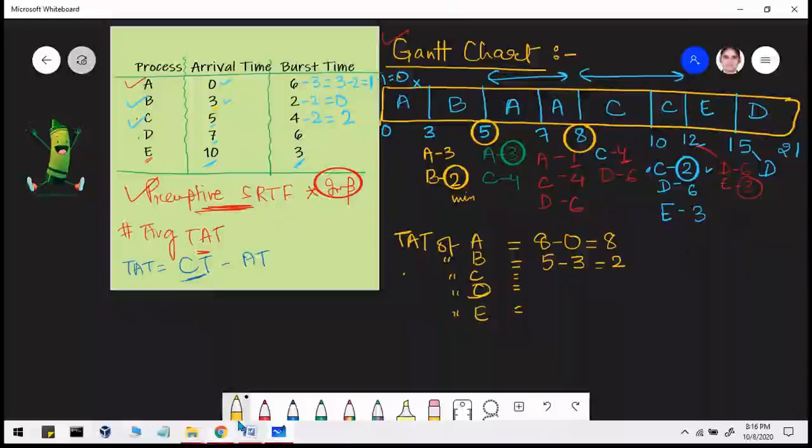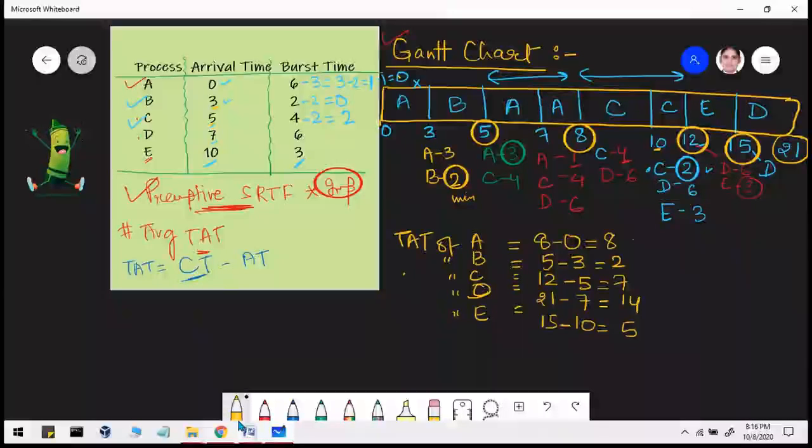What about C? The completion time of C is not this one, don't be confused. It is 12. And it arrived at the 5th millisecond. 12 minus 5 is 7. Now talking about D. D completed its execution at 21. Arrival time is 7. So 21 minus 7 is 14. And now finally we are left with E. The completion time of E is 15, and its arrival time is 10. 15 minus 10 is 5.